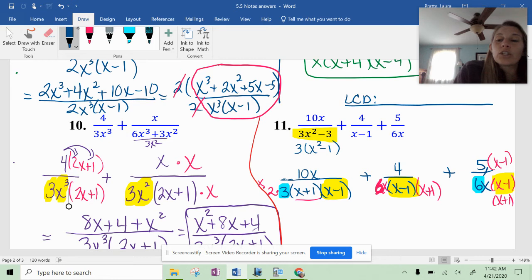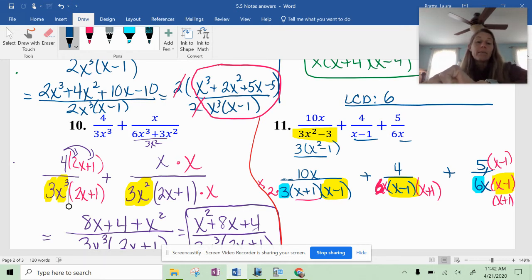So the original LCDs here. Okay, so you've got these three, basically. Looking at just the constants first, I have a 3 and a 6 and basically a 1 in the middle. So 3, 6, and 1, what's the least common denominator? 6. So the denominator has to have a 6.